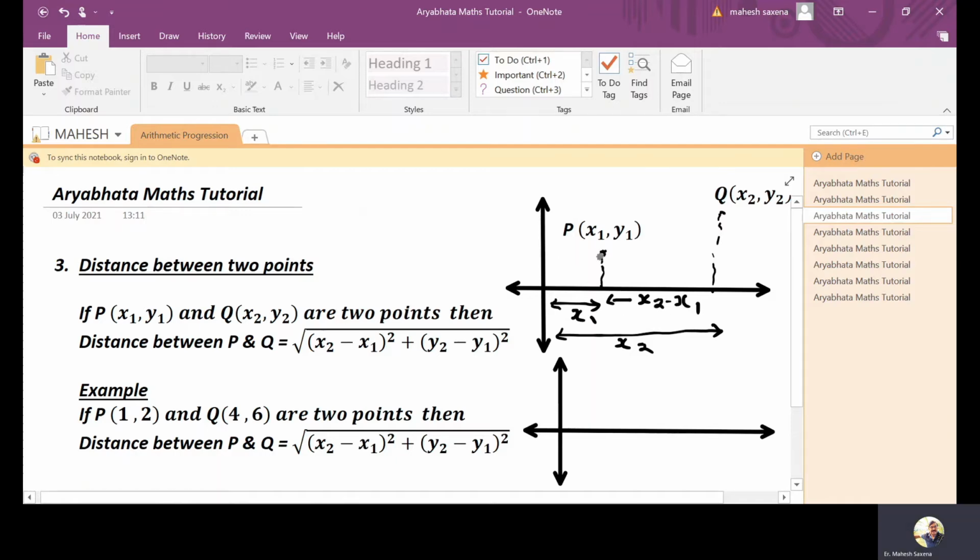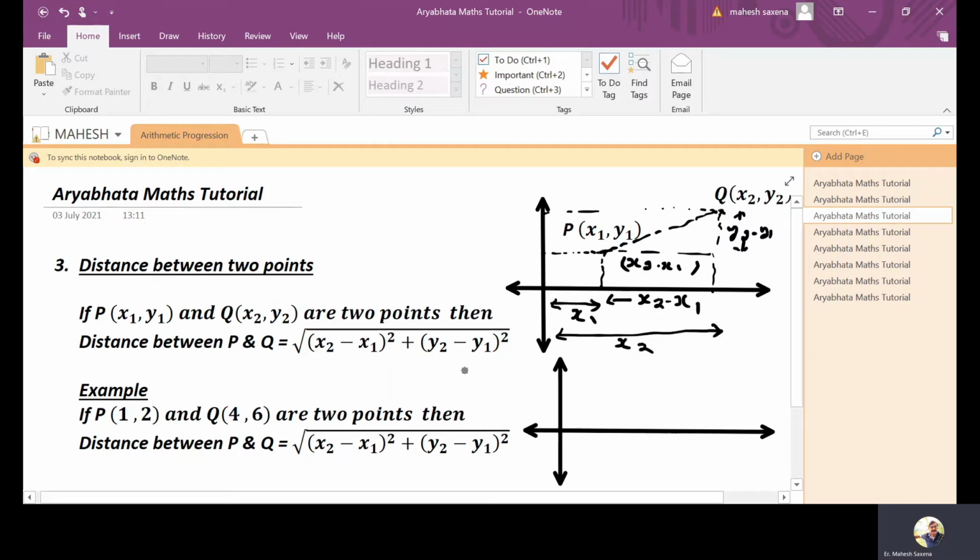Similarly, if we draw a perpendicular from P on the y-axis and a perpendicular from Q on the y-axis, then this distance will be y2 minus y1, and this distance is x2 minus x1. Therefore, by Pythagoras theorem, distance PQ will be under root (x2 minus x1) square plus (y2 minus y1) square.